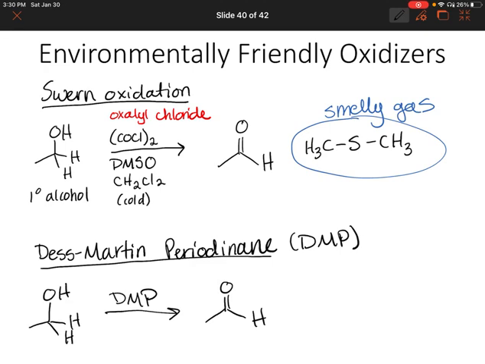However, there is a downside to this as well because nothing's perfect. This is explosive. So you have to be really careful when you're using these types of reagents. So again, you just can't win. There's always a downside to some of these chemical reactions.